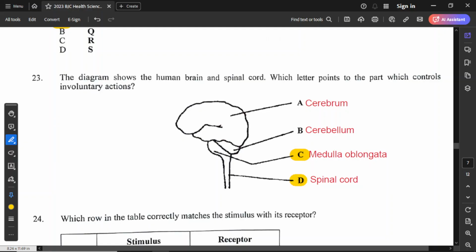Your spinal cord helps with reflex action. Oh, I should have labeled that. You're right, so let's take that off back. All right, your spinal cord controls your reflex actions.